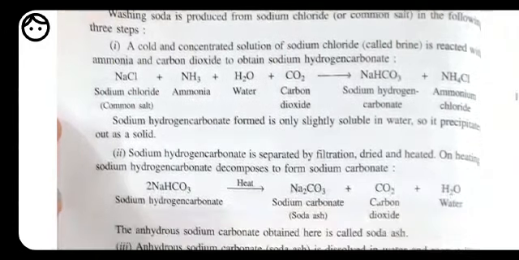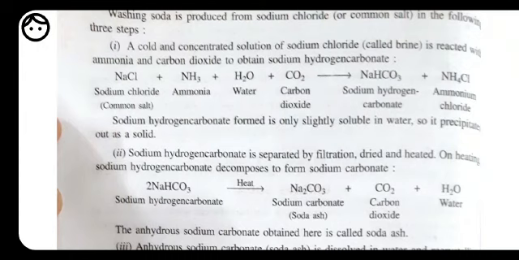In the second process, this sodium hydrogen carbonate is first separated by filtration, and then after filtration it is dried and then heated. When we are heating this sodium hydrogen carbonate, on heating it dissociates into smaller parts and it will give rise to sodium carbonate plus carbon dioxide plus water. Again, here we have sodium carbonate, which is called soda ash. This sodium carbonate is the anhydrous sodium carbonate because it does not have any water molecule.